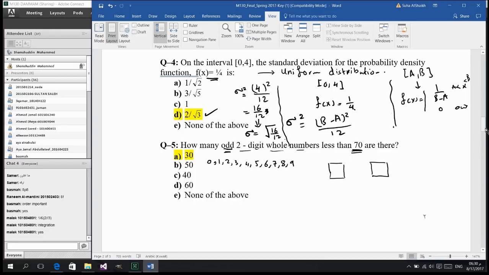If I want my number to be less than 70, what are the options I have? What are the options I have here to put in the place of the tens? I want my number to be less than 70. Not from 0 to 9, no. Not from 0 to 6. It is actually 1 to 6: 1, 2, 3, 4, 5, and 6. Why not 0? Because if you put a 0, it is not a 2-digit number anymore. So I have the numbers 1, 2, 3, 4, 5, 6 to choose from.